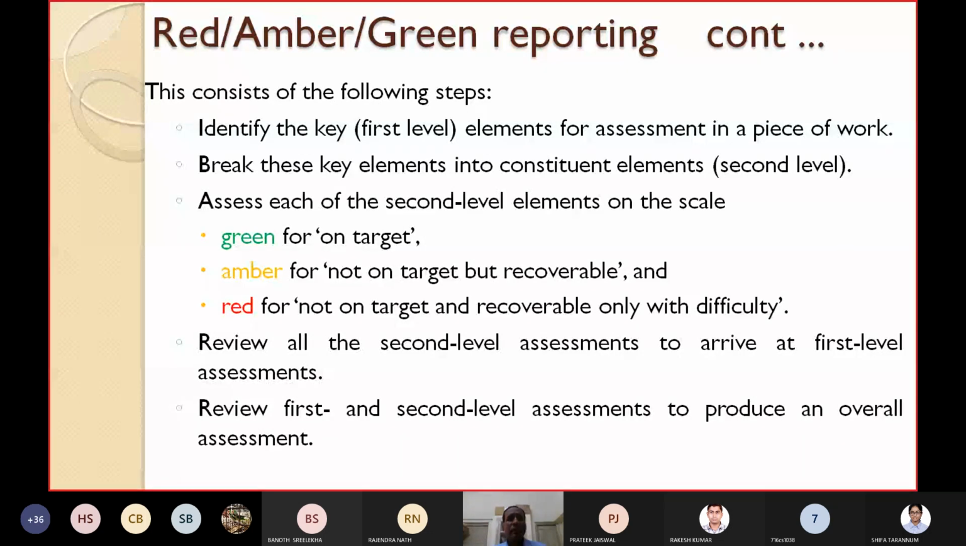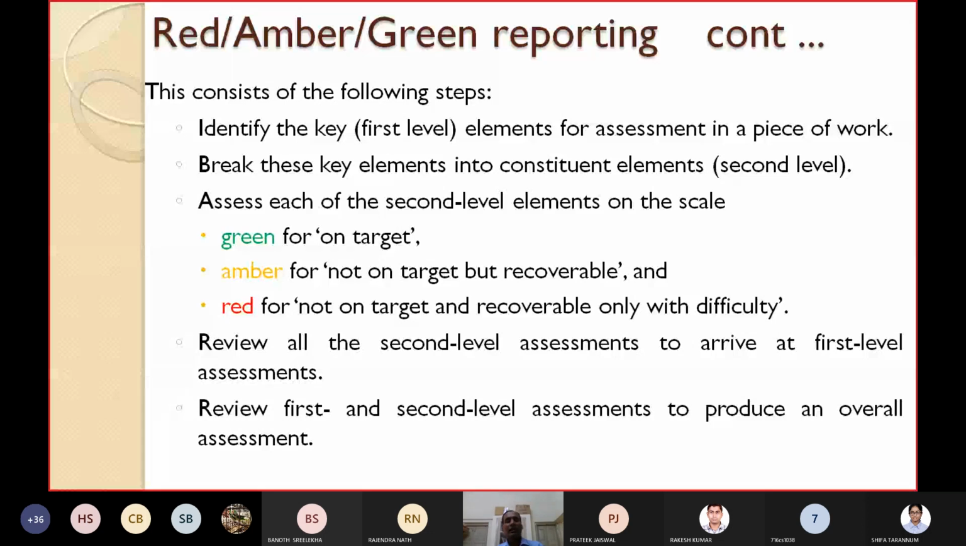The red, amber, green reporting method consists of the following steps. First step is to identify the key elements for assessment in a piece of work. What are the first level elements for assessment in a piece of work? Then break these key elements into constituent elements, second level. Just as you first divide the project into activities, each activity is divided into second level sub activities. Then in the third level, each sub activity can be divided into further sub activities. Like this, you follow a hierarchical decomposition of the activities.